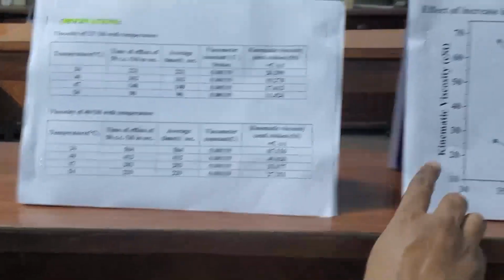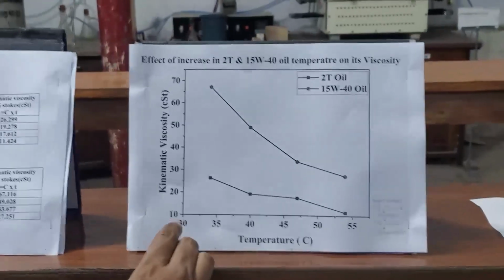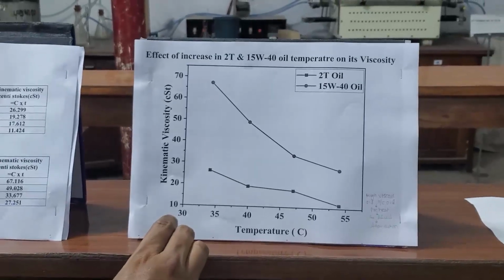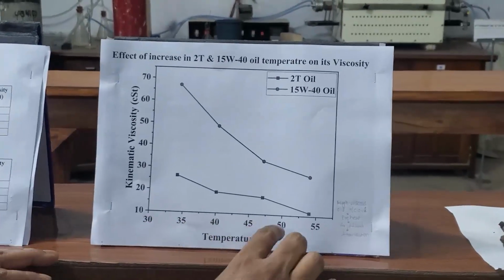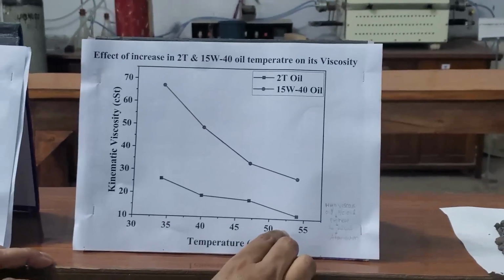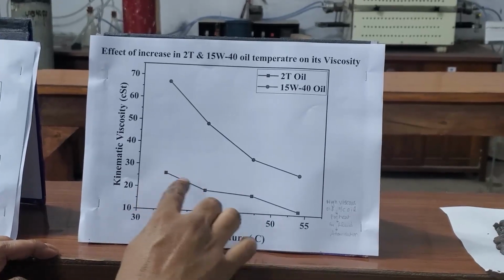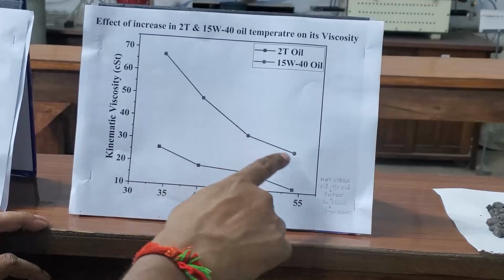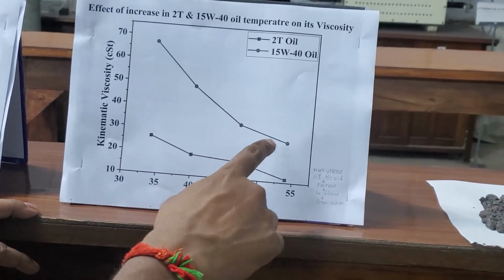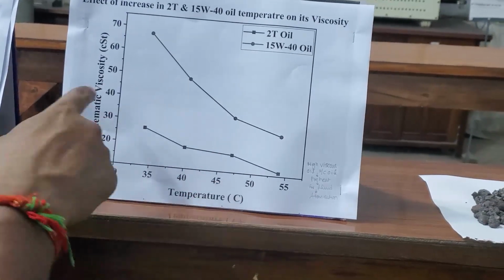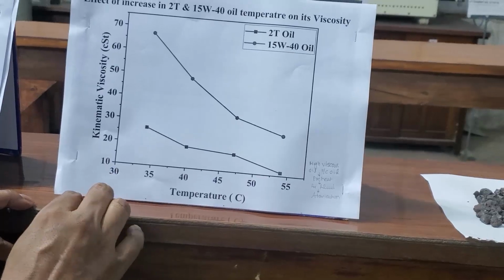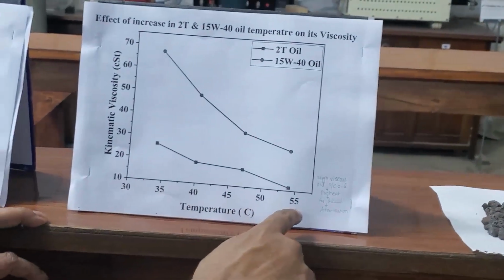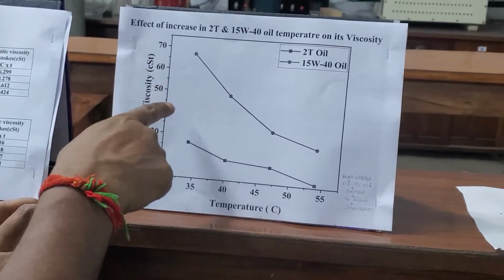We can see through the graph also. Here this graph represents the effect of increase in temperature of 2T oil, 15W40 oil also. Its effect on kinematic viscosity. When we are increasing the temperature, the kinematic viscosity is decreasing.